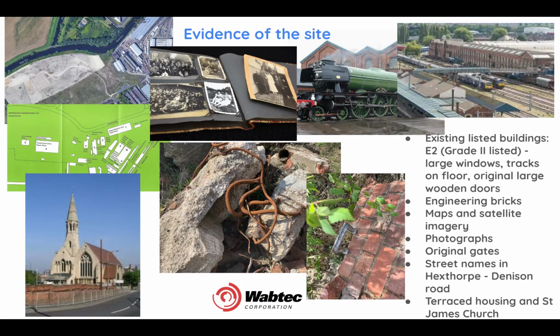However, they would overcome these challenges by using different pieces of evidence of the site, such as being able to visit existing buildings like E2, the engineering bricks, and the maps and satellite imagery that we can use that shows the change over time. Photographs would show how the site looked in different periods. The documents and plans of the site show the original design and use. We've also got the street names in Hexthorpe and local buildings such as Denison Road, the Crimpsall Road, and the terraced housing in Hexthorpe.